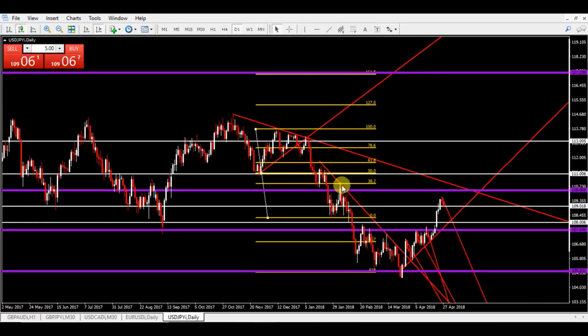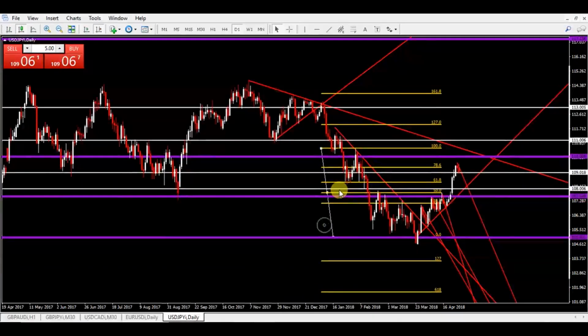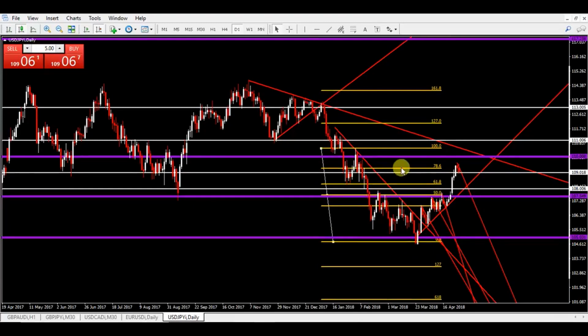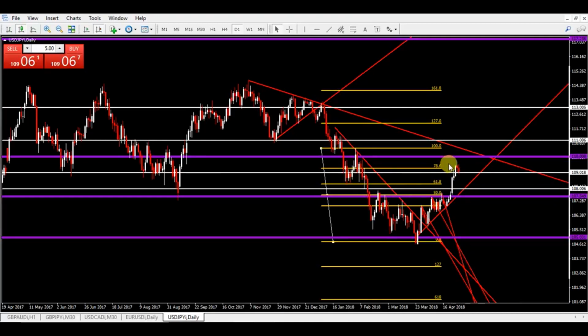A, B, C. So now A, B, C. We're right at the 78.6. We're right at the 78.6 on the daily. We're right at that level. And can anticipate potentially market falling. And if it's going to respect the 78.6, we're not just gonna hop in. This is the daily chart.